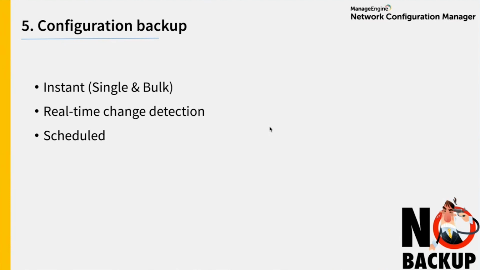We can back up configurations in Network Configuration Manager in three methods. One is the instant or single bulk backup. Another one is real-time change detection or automated configuration backup. And next is scheduled backup. So let me show an example of instant backup.